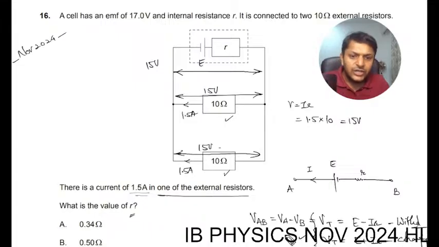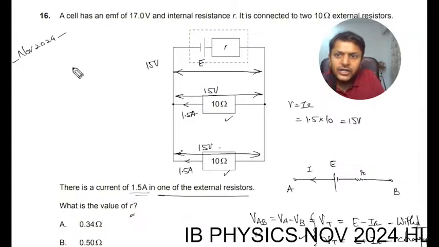Okay, so this is terminal potential difference. Now here, this is E, this is R. So yes, the current is withdrawn from the battery. So the battery is losing its current. There is no problem, no doubt about it.